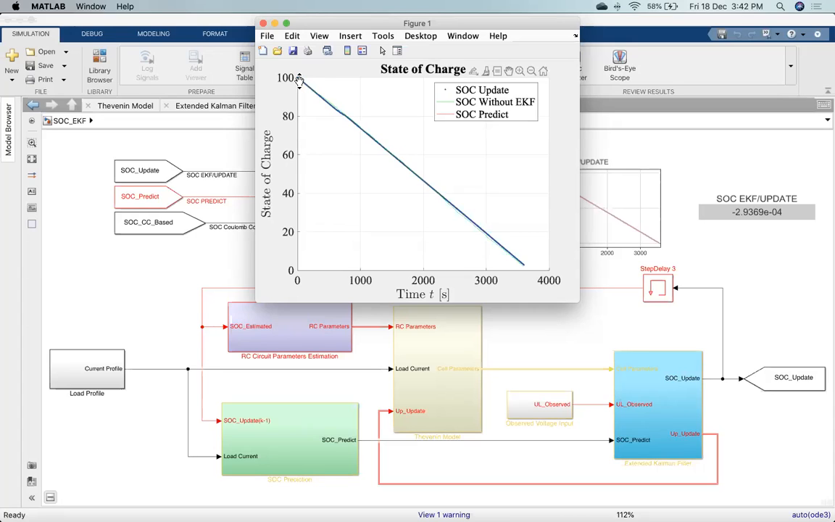Now here I'm discharging at 1C rate. If you look, this is 100% SOC, and it slowly comes down to 0% within 3600 seconds, which means both the time and the SOC were validated, which means the model is working well. But we should not stop with this only. We have to do it for 2C or 3C or sometimes 10C rate.